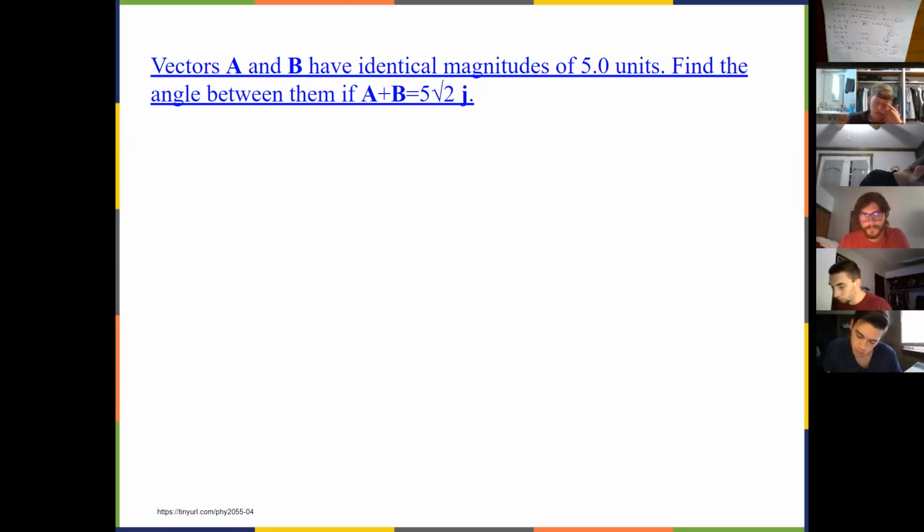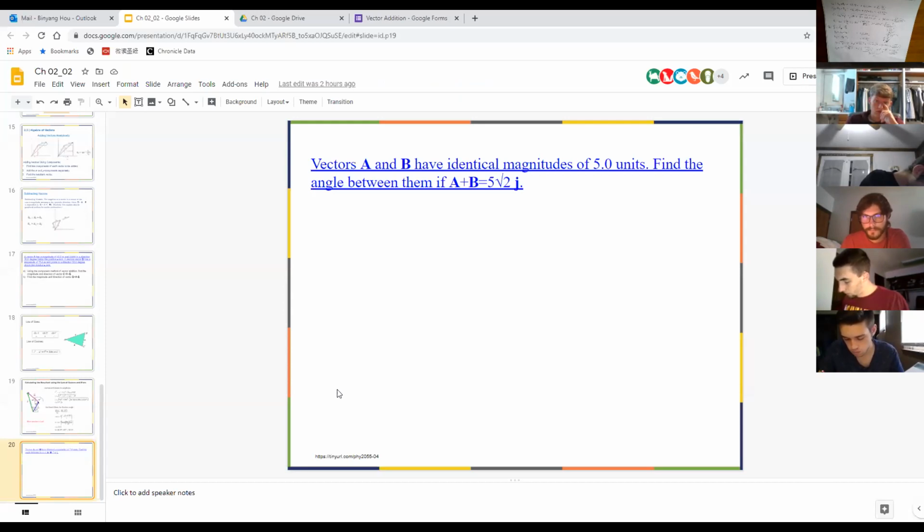I'll give you guys a few minutes to try to see if you can solve this one. It's okay if you couldn't, but then we can look at the solution in a few minutes together.